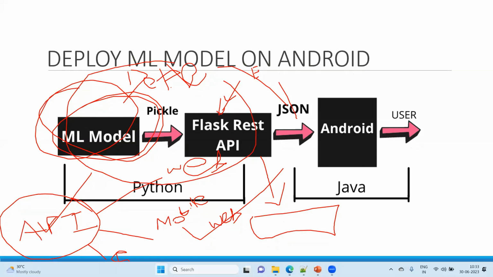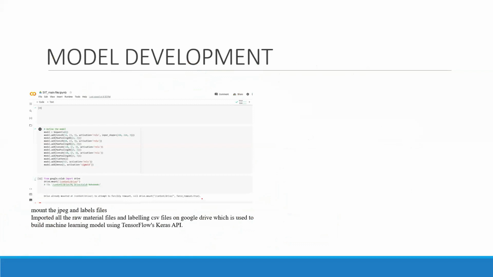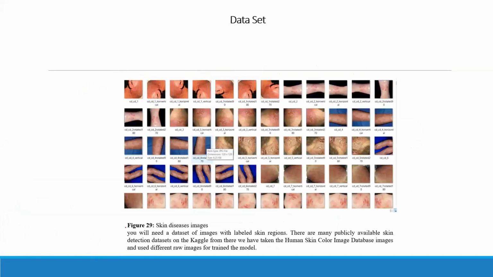See, the model: actually, I have used Colab for creation of this machine learning model. The data set I have taken from Kaggle. Many publicly available data sets are on Kaggle. I have taken the human skin color image database, basically, and taken different raw images to train my model.